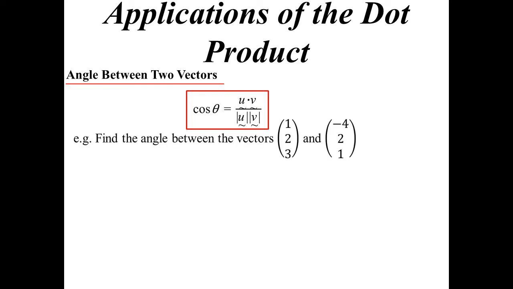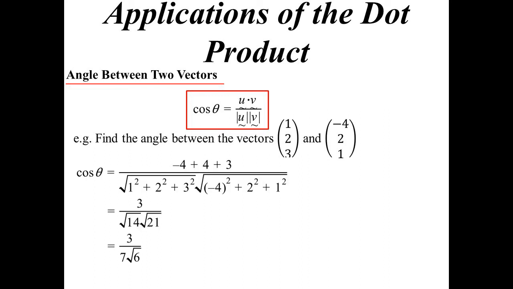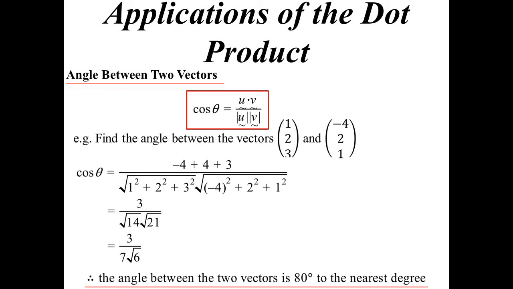So if we have to find the angle between these two vectors, cos theta will be u dot v, so we get -4 plus 3 over the magnitude of each of them. So root 1 squared, 2 squared, 3 squared, and root 4 squared, 2 squared, 1 squared. We end up with 3 on 7 root 6, which is not an exact value, but it's going to be about 80 degrees to the nearest degree.